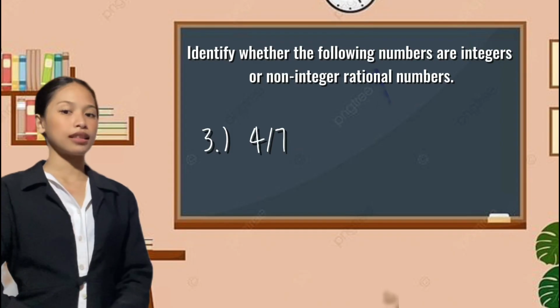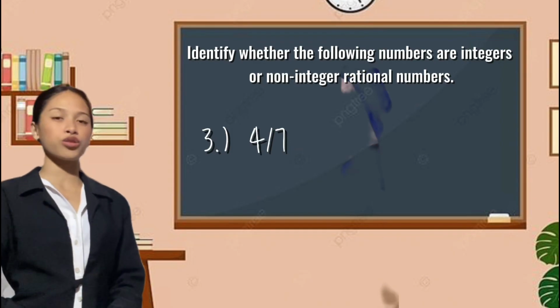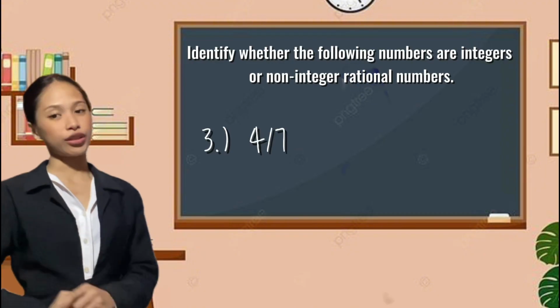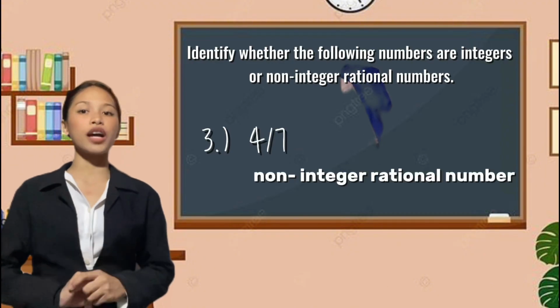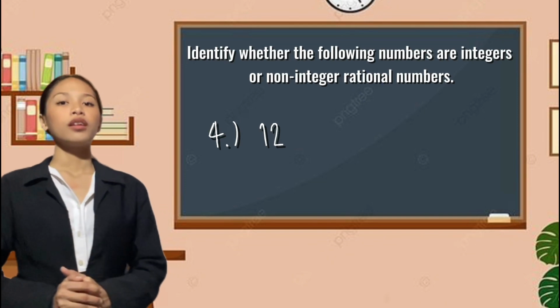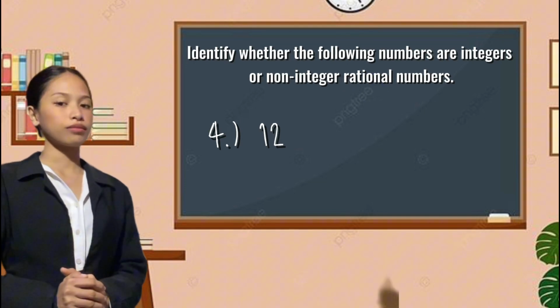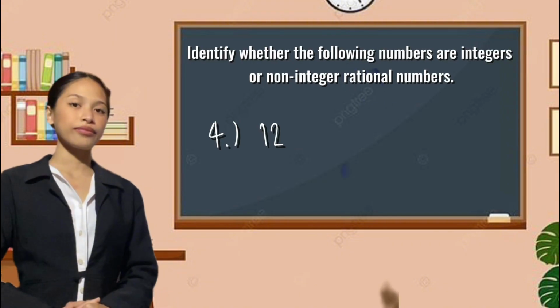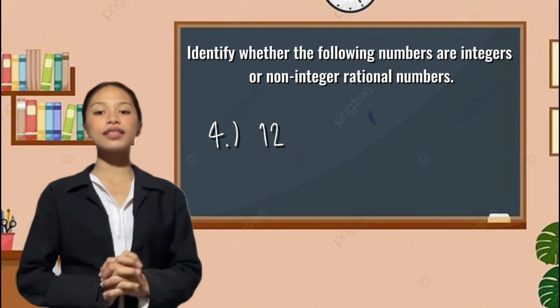4/7. Is it a non-integer rational number or an integer? Very good. It is a non-integer rational number. Last but not the least, the number 12. Integer or non-integer rational number? Very good. It is an integer.